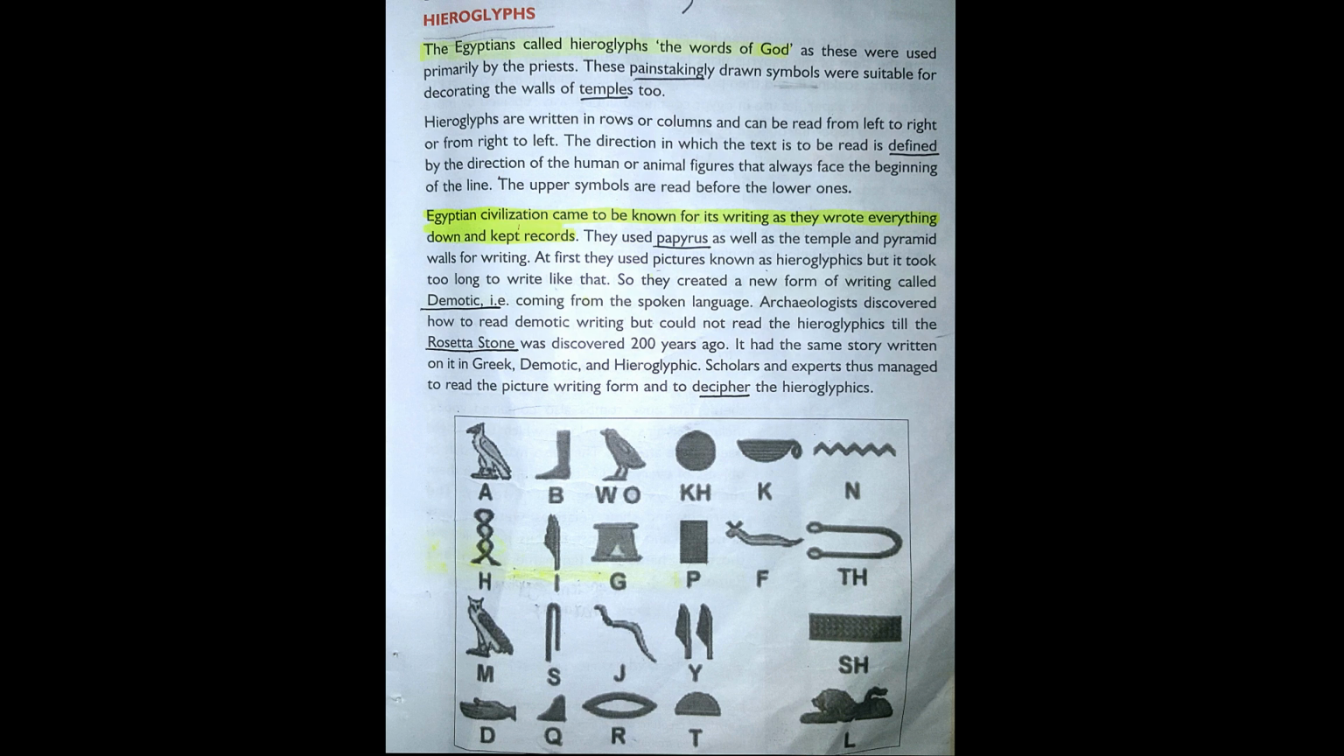Archaeologists discovered how to read demotic writing but could not read the hieroglyphs until the Rosetta Stone was discovered 200 years ago. Students, the Rosetta Stone was discovered in Egypt. The stone is a broken part of a bigger stone slab. It had the same story written on it in Greek, demotic, and hieroglyphic. Scholars and experts thus managed to read the picture writing form and to decipher hieroglyphics. Decipher means to convert a text written in code into normal language.